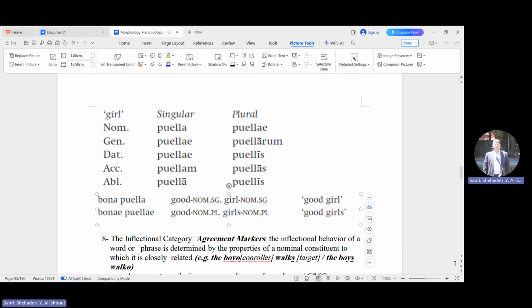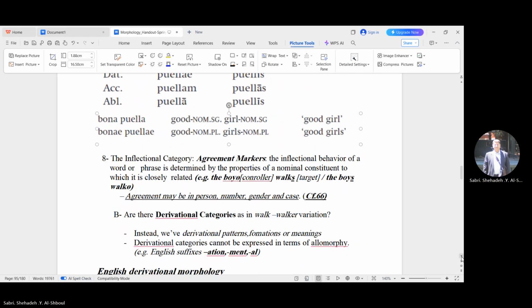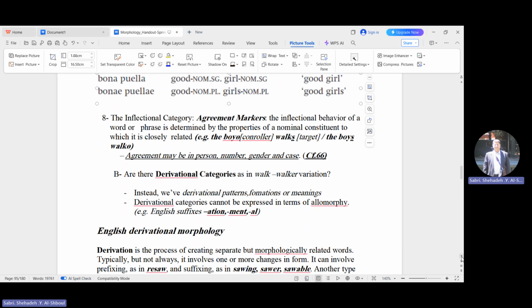So here we notice the inflectional category, agreement markers. So there is a kind of agreement. The inflectional behavior of a word or a phrase is determined by the properties of the nominal constituent to which it is closely related. So we have, for example, the boy walks. The boy walks. It is the controller, the boy, that determines the inflectional level of walk into walks.